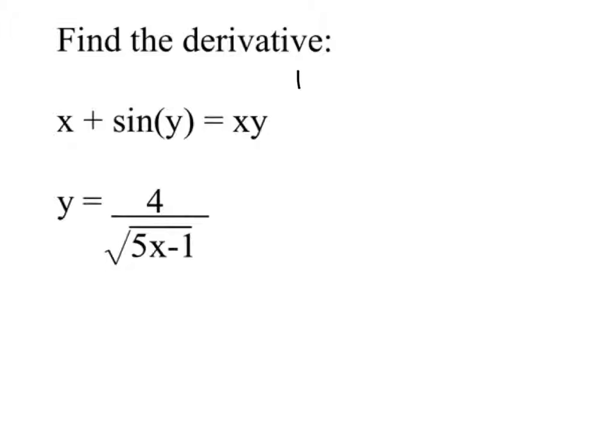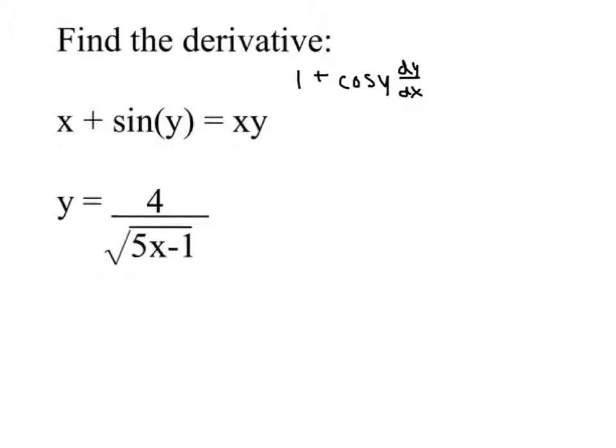The derivative of sine of y is cosine y dy dx, and remember that's because of chain rule, because we consider y to be a function. So we say this is the inside function. We do the derivative of the outside, leave the inside alone, and then multiply it by the derivative of the inside.